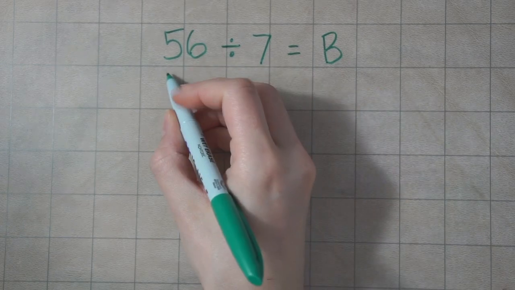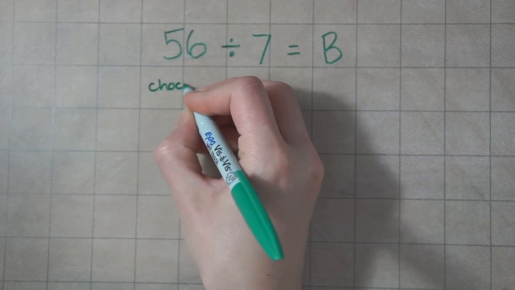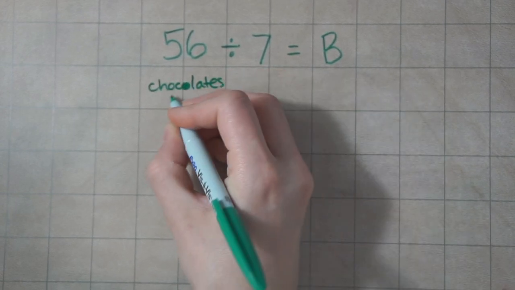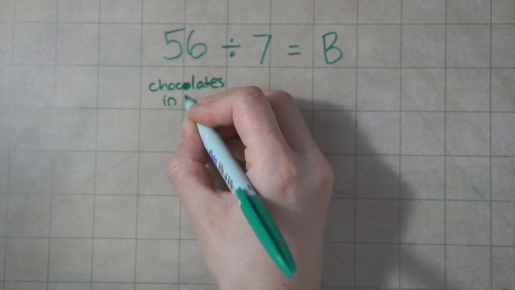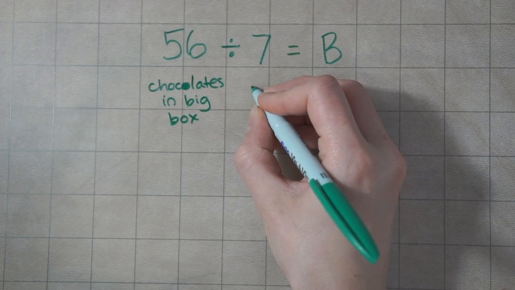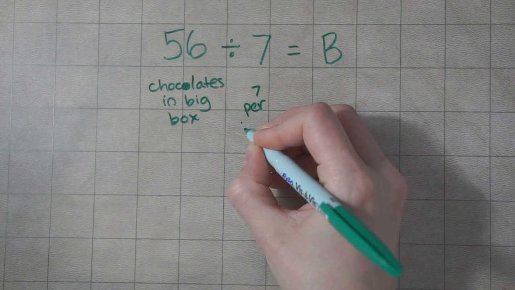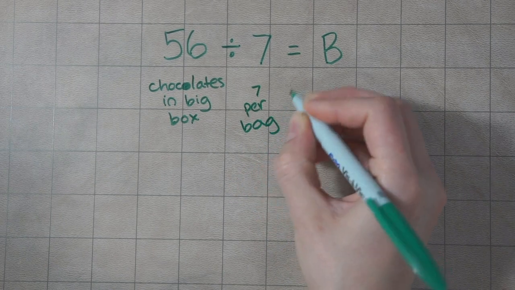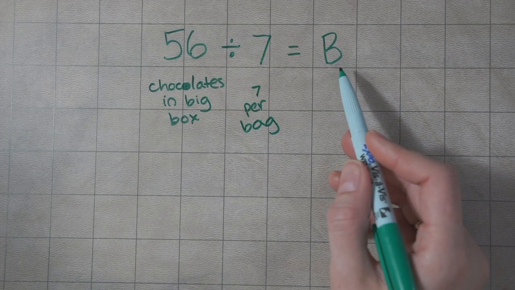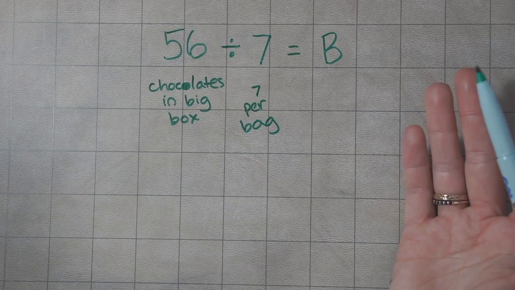Let's label things as we go. There were 56 chocolates in the big box. And we can fit 7 per bag. We can fit 7 in each little baggie. So then at the end of my story problem, I would ask my question for this mystery letter. How many bags could we fill altogether?